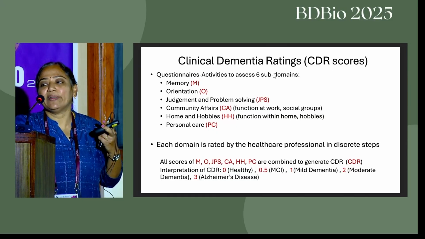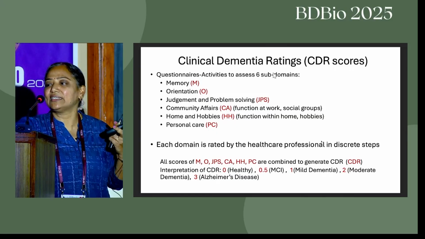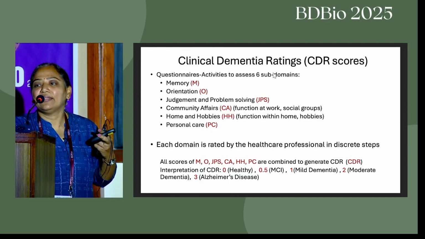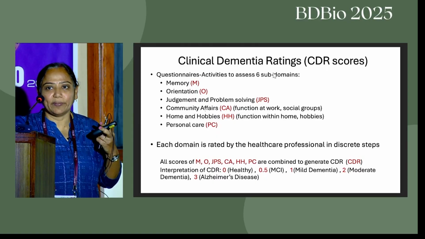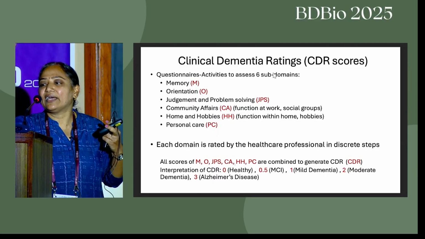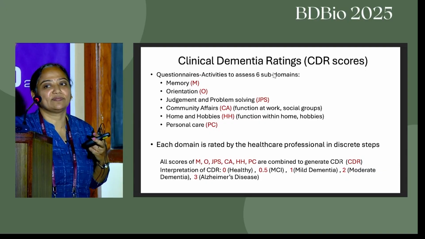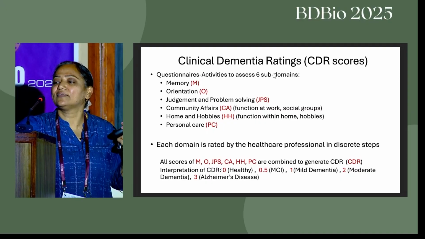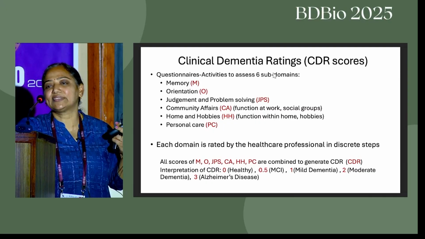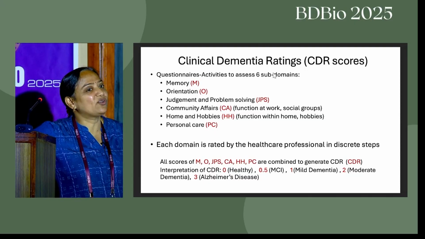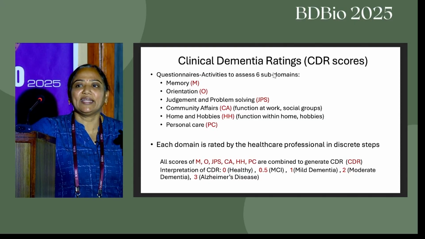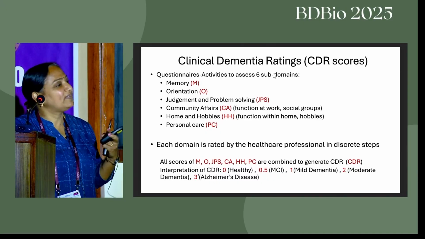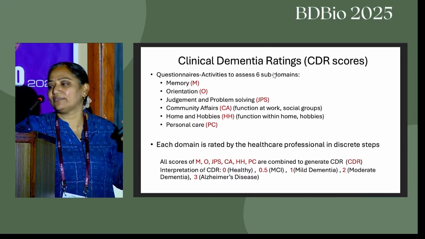So each subdomain is rated by the practitioner in discrete steps: 0, half, 1, 2, and so on. Now all of these 6 domains that are assessed are combined to generate one output, the clinical dementia rating score. And how do we interpret this score? 0 stands for healthy, half is MCI. MCI is mild cognitive impairment, where things are just beginning to decline. 1 stands for mild dementia, 2 for moderate, 3 for severe.